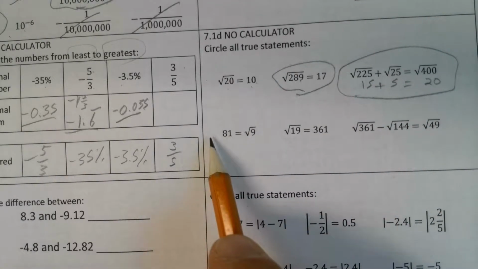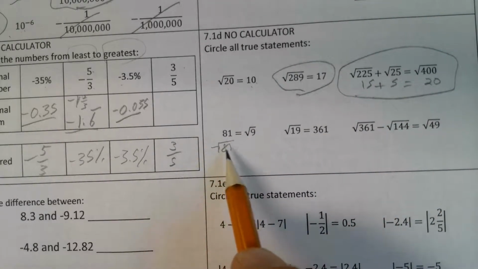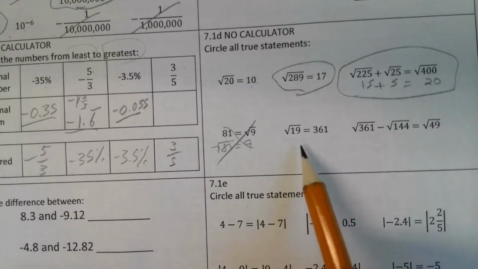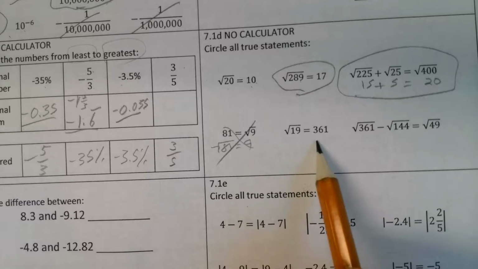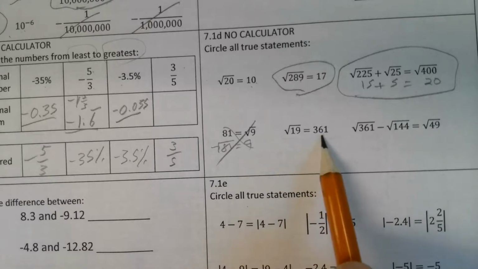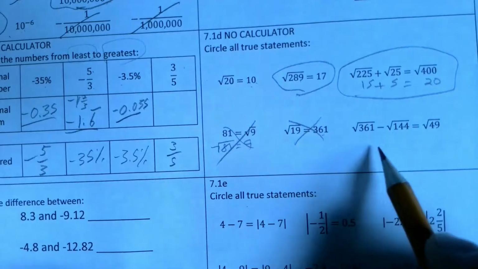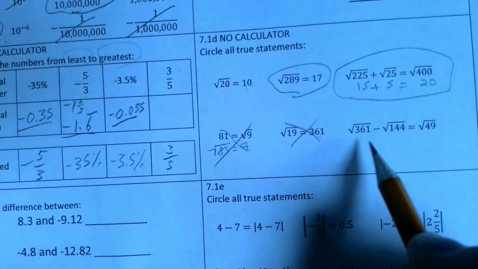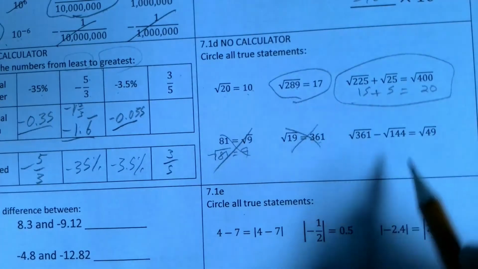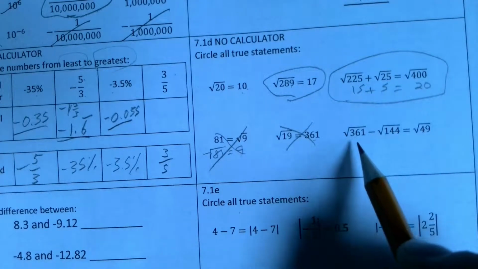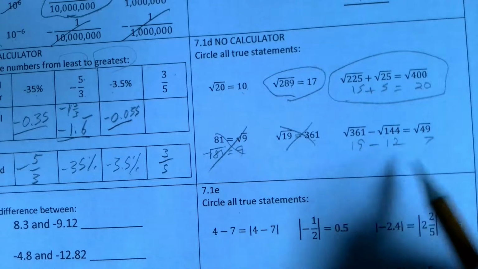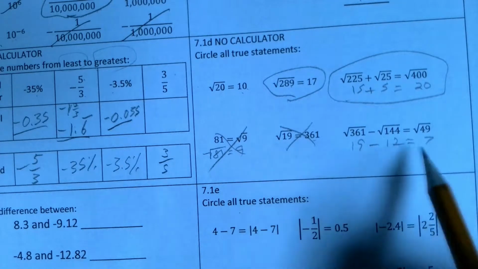If the radical sign was around the 81, then it would be true, but we don't want that. Same thing here. If the radical sign was over here, it would work, and the 19 was by itself. So this, okay, you can still see that, right? Even though the lights went out, you can still see that. Okay. Square root of 361 is 19. That's 12. That's 7. Is 19 minus 12 equal to 7? It sure is.